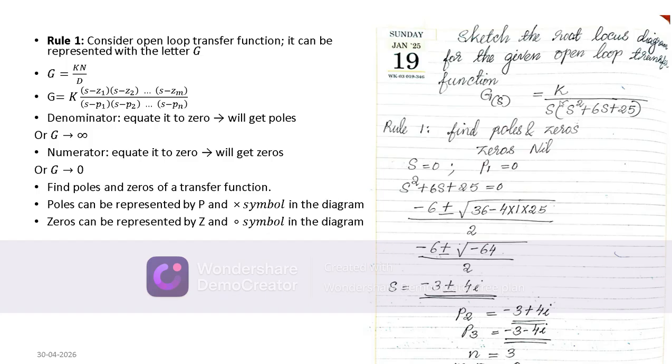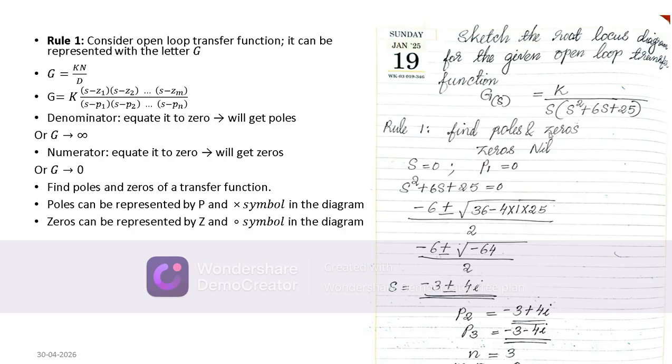When you look at this question, the numerator doesn't have any S value, so we can say there are no zeros. And the denominator is a third order polynomial equation, so it is clear that three poles will be there. So we have to find the values of the poles.